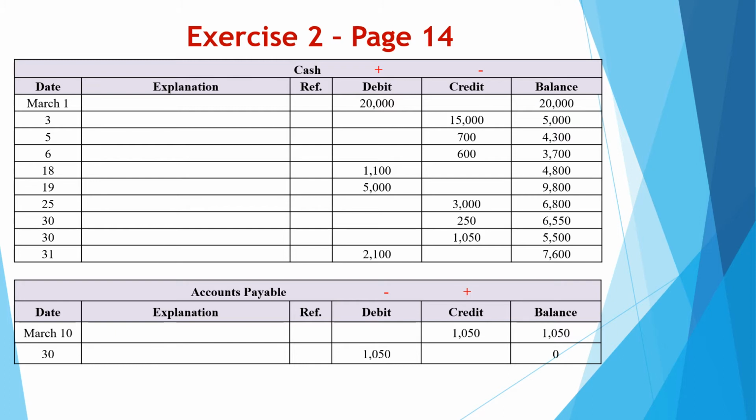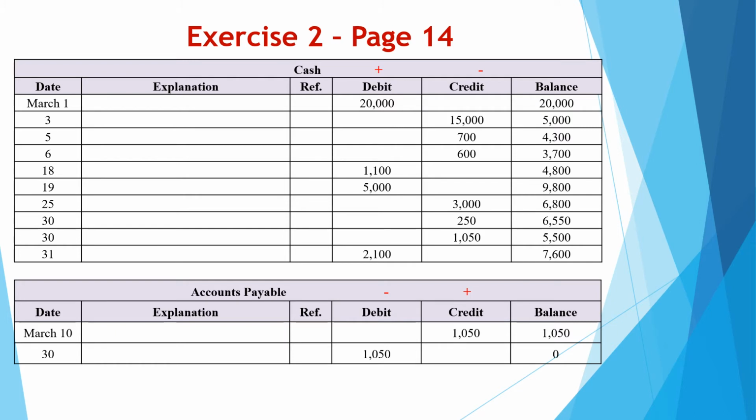On March 31, the cash account appears in the general journal in the debit for 2,100. Then we transfer the 2,100 debit amount to the general ledger. We put 2,100 in the debit, and we find the new balance. But here we take the previous balance, 5,500, plus 2,100, since the balance here is in debit, and we find the new balance 7,600.